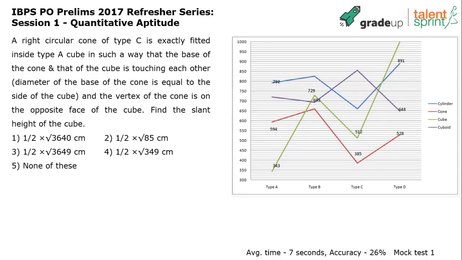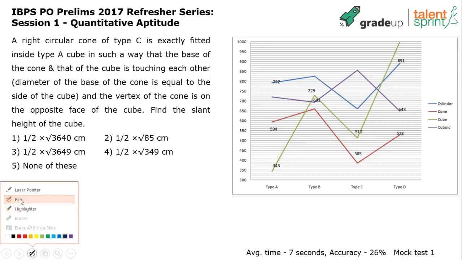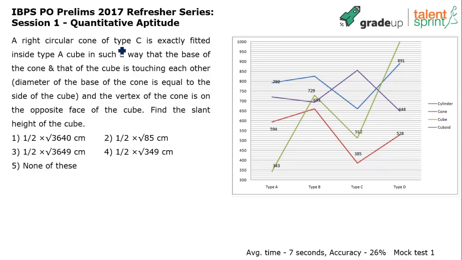Let me see if the values are available, otherwise I'll write down the values so that you don't struggle with the graph. So he's talking about, where's my pen? Yeah. So right circular cone of type C, type C cone, red line 385. Yeah, so that's 385. I'm helping you with the numerical values here. Is exactly fitted into a type A cube. Type A cube is this green thing, 343. So the volumes are there with you. Now you don't have to worry about the graph. Get me the answer. Your time starts now.